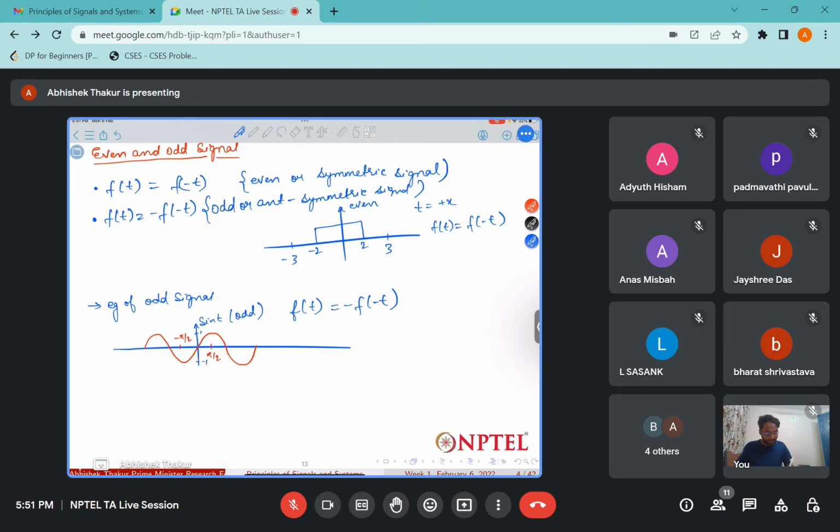Here you can check. Let's suppose t is equal to pi by 2. Then f(pi/2) is equal to 1. And f(-pi/2) is equal to -1. How can these two be related? f(pi/2) is equal to minus of f(-pi/2). So you can see this is following this definition. This means this is an odd function. So in this way, we can find what is an odd function and what is an even function.